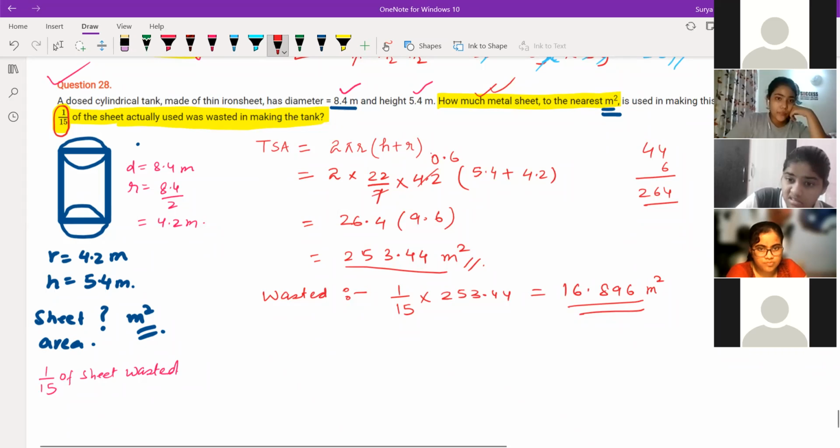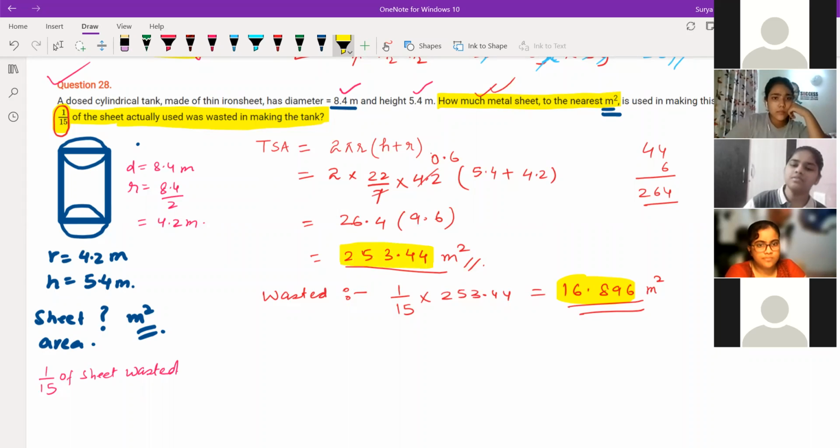Which one? This, you are saying this one? Sir, 253.44 is the left out product, right? Sir, so we can't multiply by 15 the left out product. We have to multiply it by the total, the initial value. Which initial value are you talking about? Sir, that we have to find. Okay, we have to find how much was used.